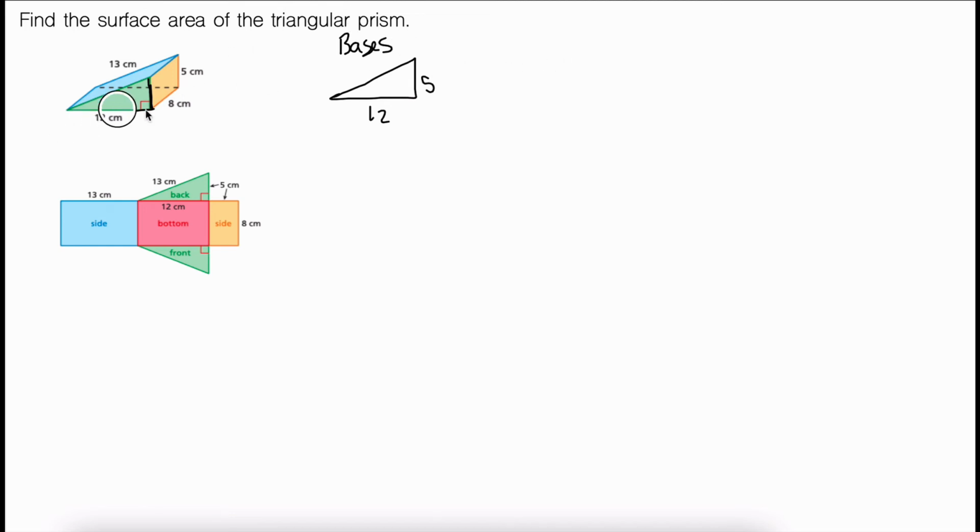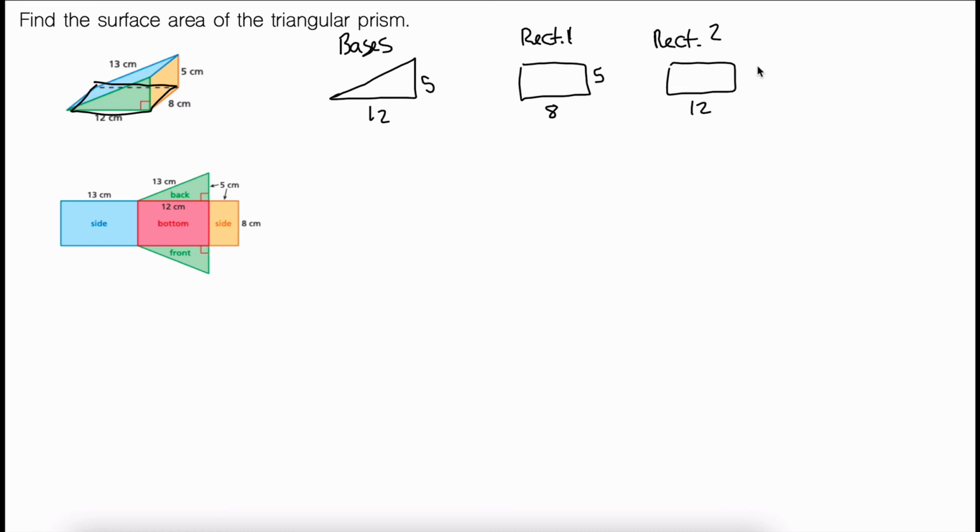Then we have the yellow rectangle that's kind of on the back side here. So I'll put rectangle 1. Rectangle 1 is an 8 by 5 rectangle. And then there's 2 more rectangles. One is hard to see. It's laying flat on the bottom here. I'm tracing it out in black. And that rectangle, which I'll call rectangle 2, is 12 centimeters by 8 centimeters.